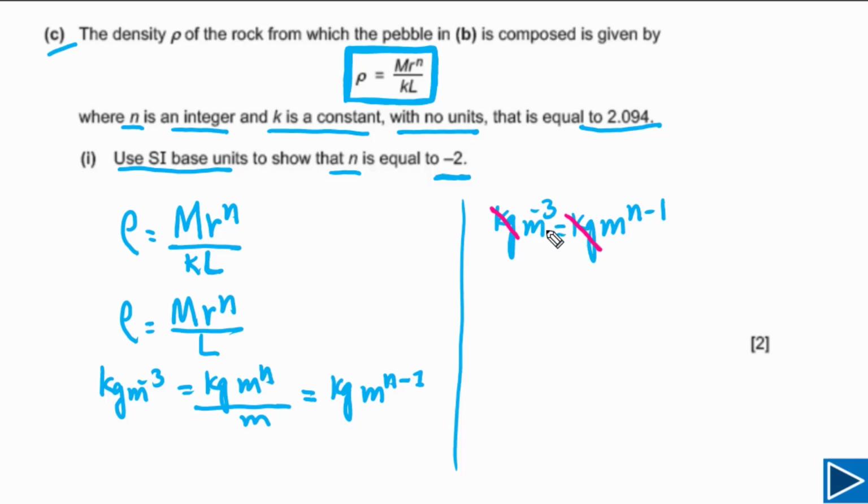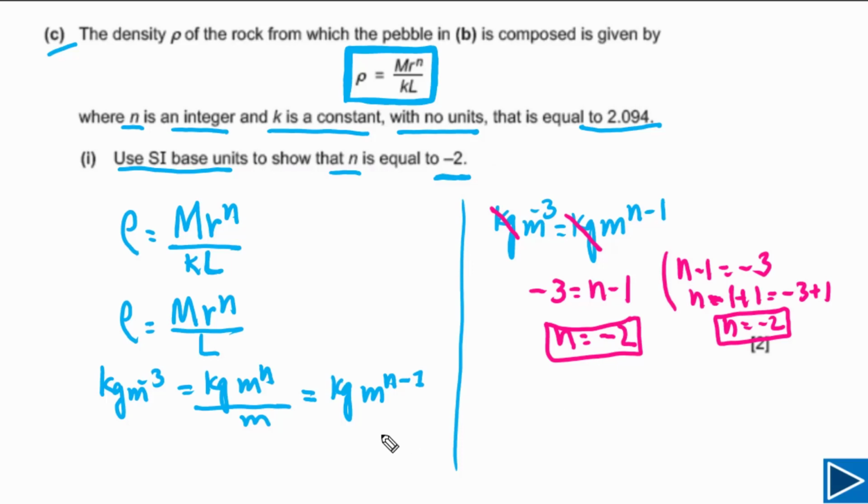And we are left with m to the power of negative 3 is equal to m to the power of n minus 1. So simply we can say in this case minus 3 has to be equal to n minus 1. If we further simplify this, n in this case will be equal to minus 2. So this is our final answer, minus 2. This is what the question was asking us, to show that n is equal to minus 2.